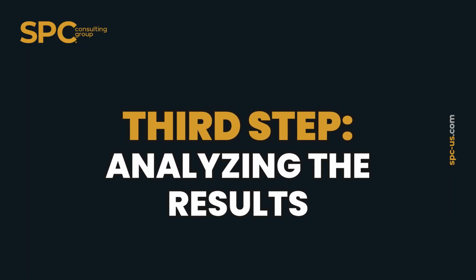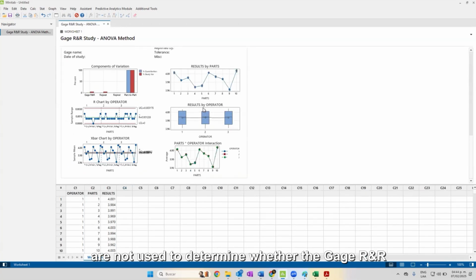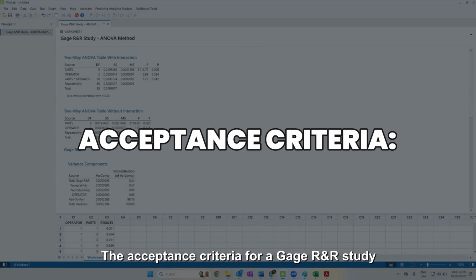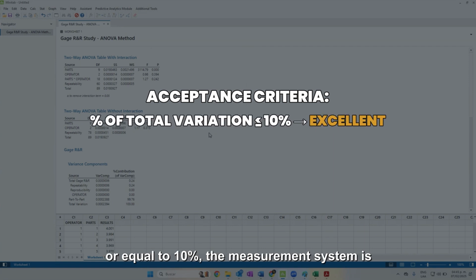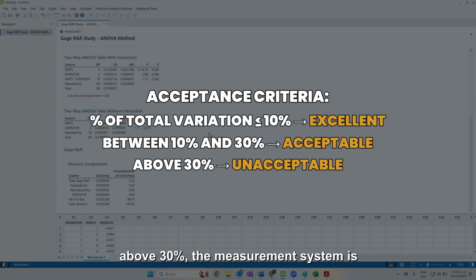Third step, analyzing the results. Minitab provides both graphical and numerical results. But it's important to note that graphs are not used to determine whether the Gage R&R is acceptable. The graphs are going to be analyzed to understand the system variation and determine actions to fix a poor measurement system. Instead, we focus on the numerical results. The acceptance criteria for a Gage R&R study are as follows. If the percentage of total variation is less than or equal to 10%, the measurement system is considered excellent. If the percentage falls between 10 and 30%, the system is acceptable, but there is room for improvement. However, if the percentage is above 30%, the measurement system is unacceptable, indicating significant issues that need to be addressed.